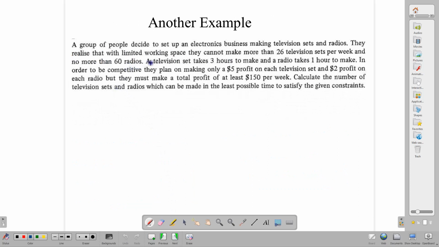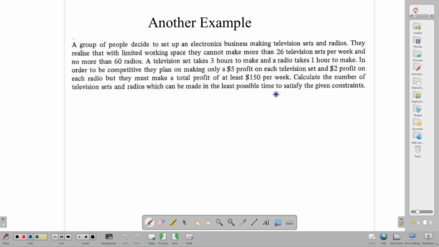Here, a group of people decide to set up an electronics business making television sets and radios. They realize that with limited working space, they cannot make more than 26 television sets per week and no more than 60 radios. A television set takes 3 hours to make and a radio takes 1 hour to make. In order to be competitive, they plan on making only a $5 profit on each television set and $2 profit on each radio, but they must make a total profit of at least $150 per week.